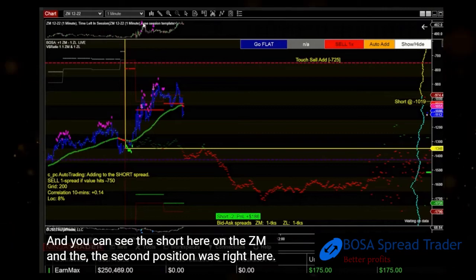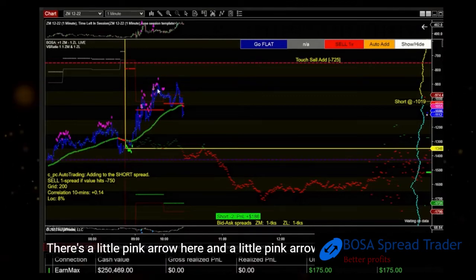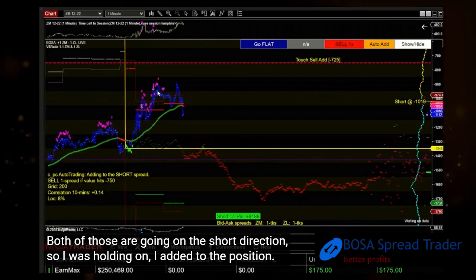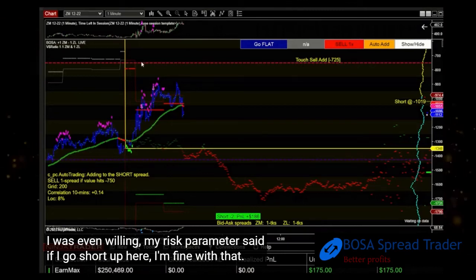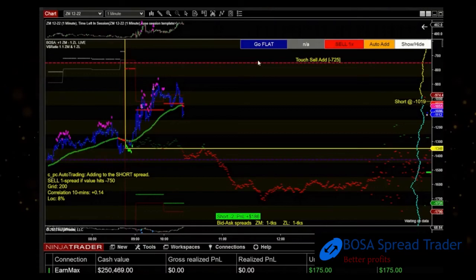And you can see the short here on the ZM, and the second position was right here. There's a little pink arrow here and a little pink arrow here. Both of those are going in the short direction. So I was holding on. I added to the position. I was even willing, my risk parameter said, if I go short up here, I'm fine with that.